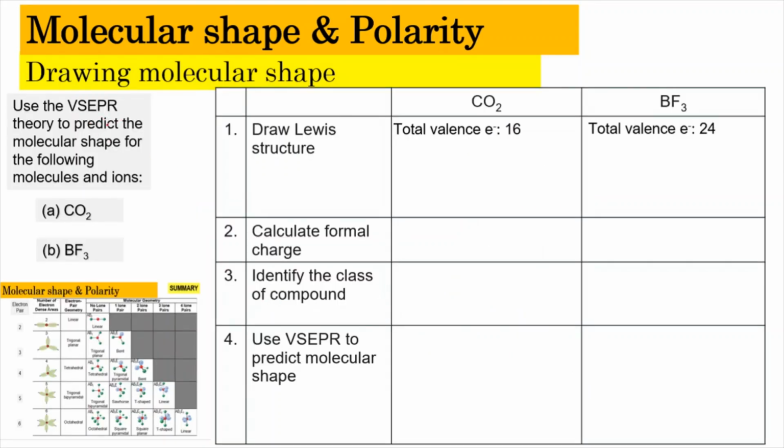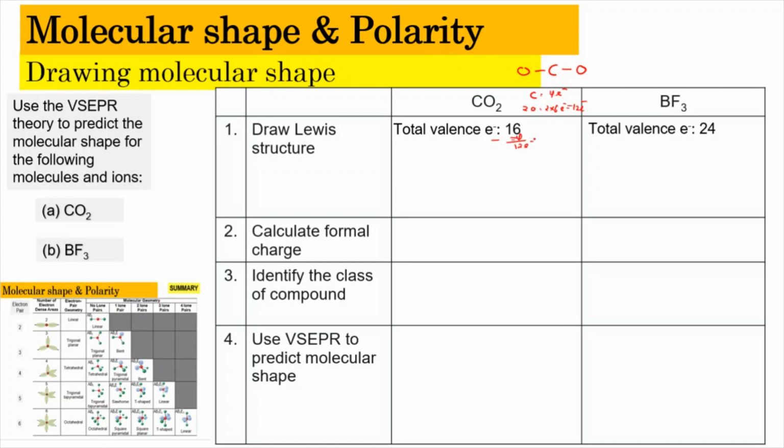Using the VSEPR theory, we need to predict the molecular shape of these species. We have carbon dioxide as well as boron trifluoride here. For carbon dioxide, as we did in the previous videos, we need to find the total number of valence electrons first. Carbon will have 4 electrons, and 2 oxygens means 2 times 6, so we're going to have 12. So 4 plus 12 is going to be 16 electrons. Between carbon and oxygen, carbon is going to be the central atom and it is bonded with 2 oxygens. So we have used up 4 electrons, and we're going to be left with 12 electrons.